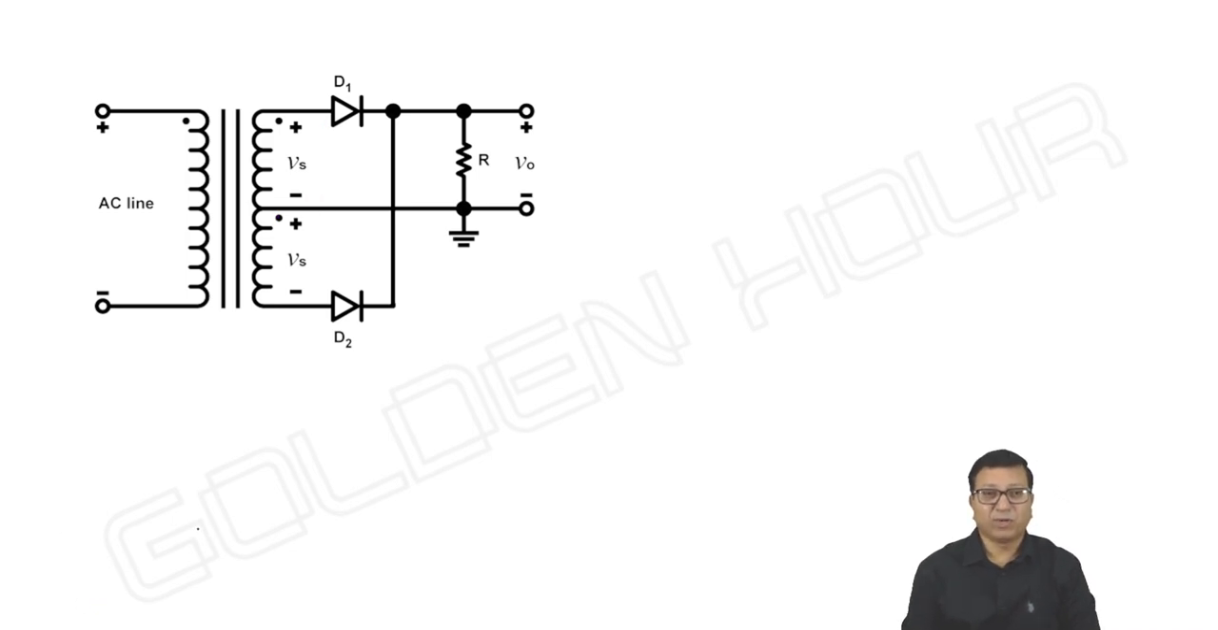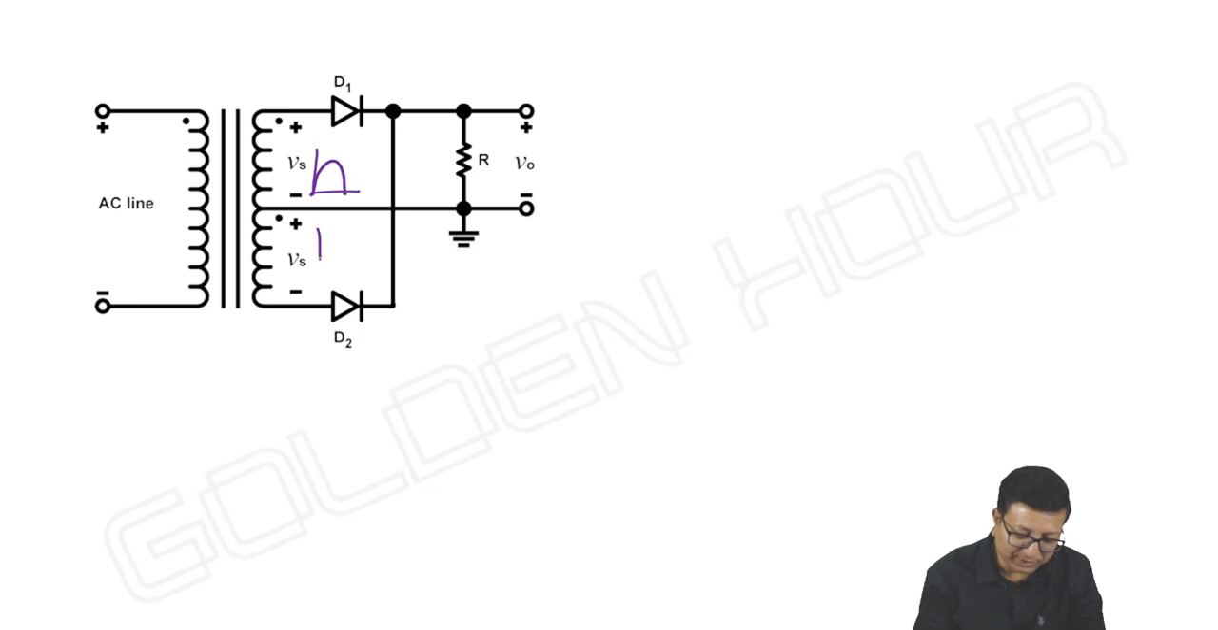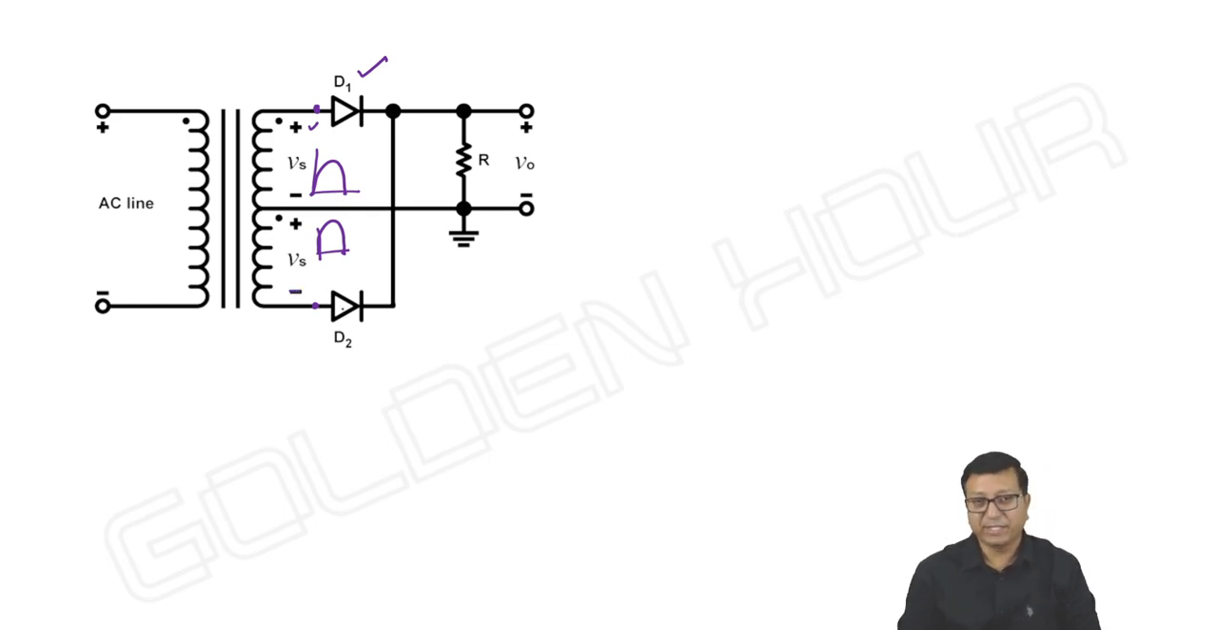Done. Then what happens during the positive half cycles? Positive half cycle means this is our positive half cycle and this is also a positive half cycle. So the anode of the diode is connected to the positive terminal and the cathode is going towards the negative terminal. So D1 is on. And what about D2? The anode is connected to the negative terminal of the supply, so the diode is off. D2 is off. So during positive half cycles, D1 is on and D2 is off.